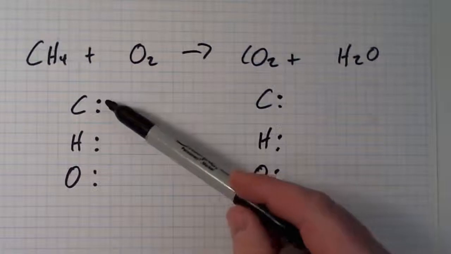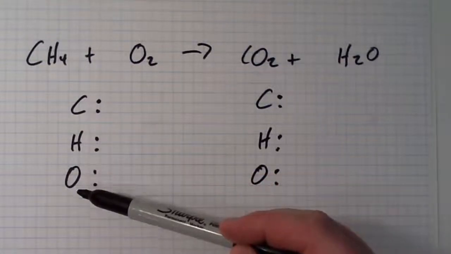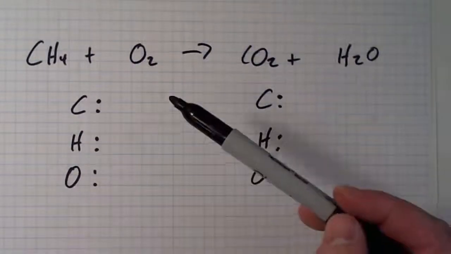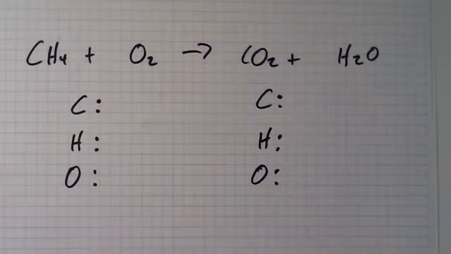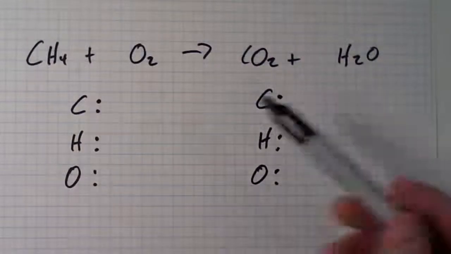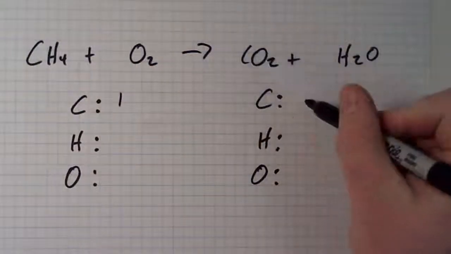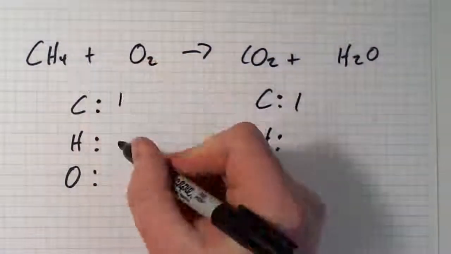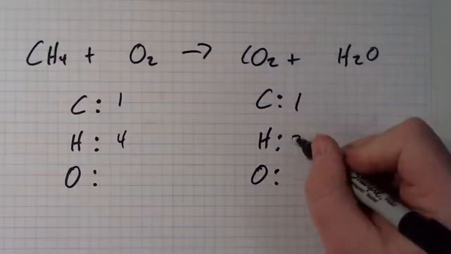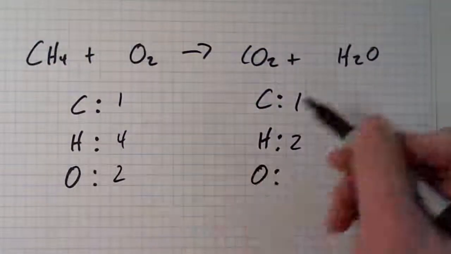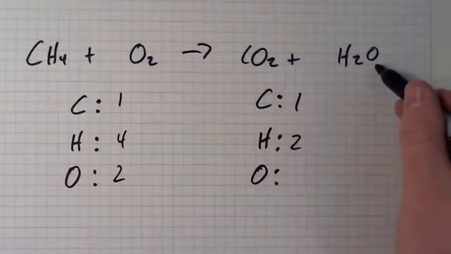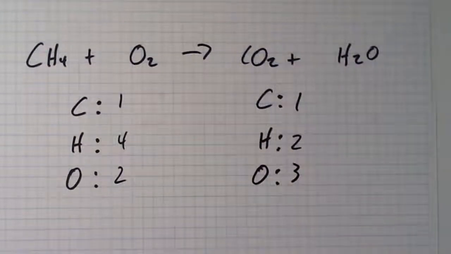And you can see what I've done here is I have added underneath the equation some worksheet area for me, where now what I'm going to do is I'm going to count up the atoms. So instead of drawing it out, let's count it out. So 1 carbon, 1 carbon, 4 hydrogens, 2 hydrogens, 2 oxygens, 1, 2, 3 oxygens.